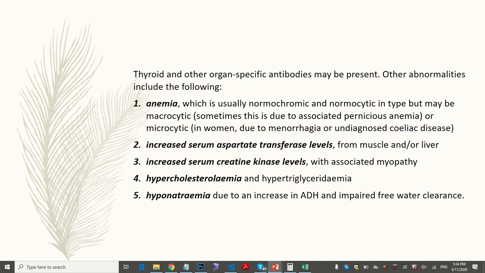Along with that, patients with hypothyroidism could be having anemia, which is usually normochromic and normocytic in type, but may be macrocytic, sometimes due to associated pernicious anemia, or microcytic in women because they have menorrhagia, or undiagnosed celiac disease. So menorrhagia is one of the symptoms in the females. Increased serum aspartate transaminase levels from muscle or liver damage, increased CK levels associated with myopathy, hypercholesterolemia. So the patients with hypothyroidism do present with hypercholesterolemia. Hyponatremia due to increase in ADH and impaired free water clearance.